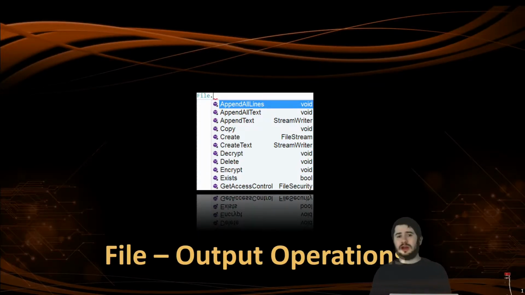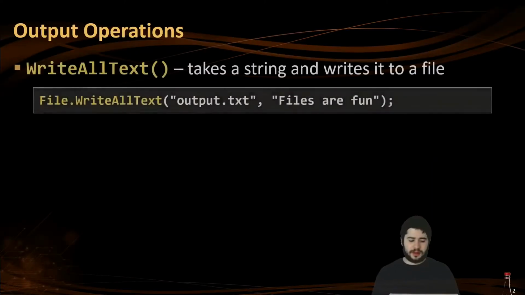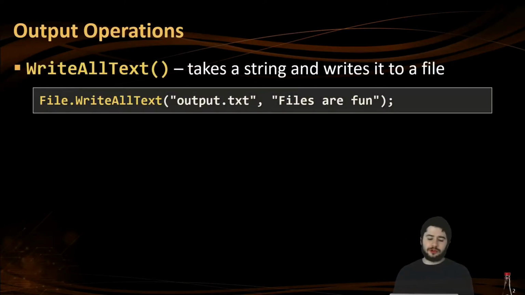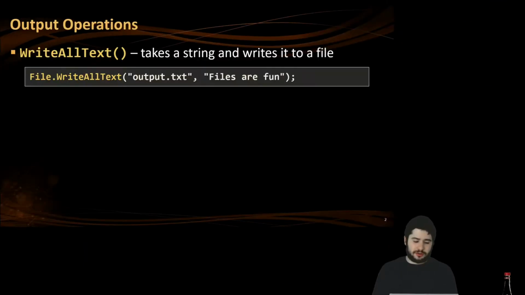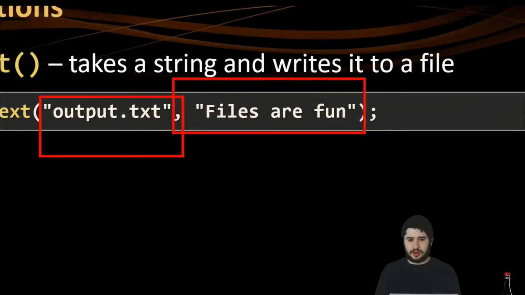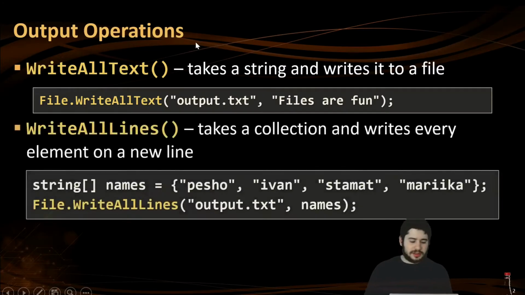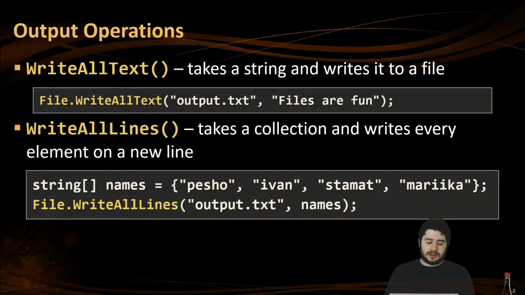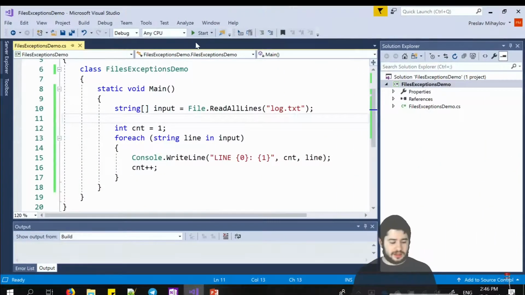How do we output something in a file? We have File.WriteAllText, which is one thing, where you just provide the file name and the text you want to output. The next thing is WriteAllLines, where you provide an array of strings rather than one string, and you write that to a file. Let's see how that works.